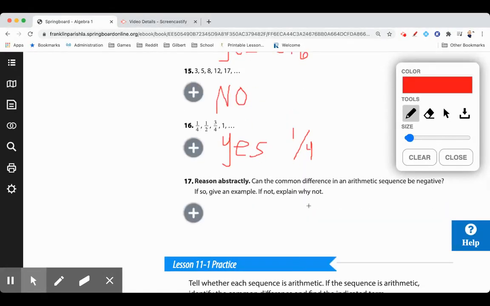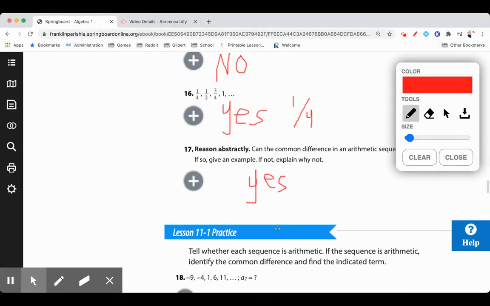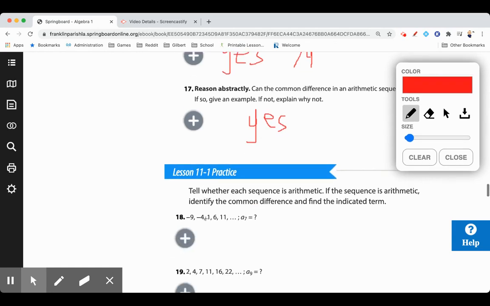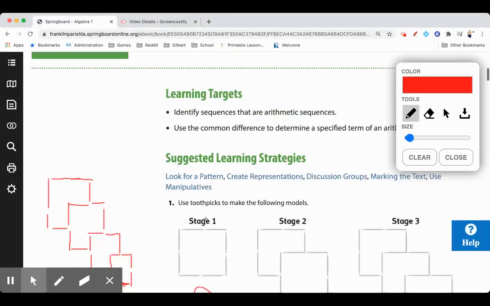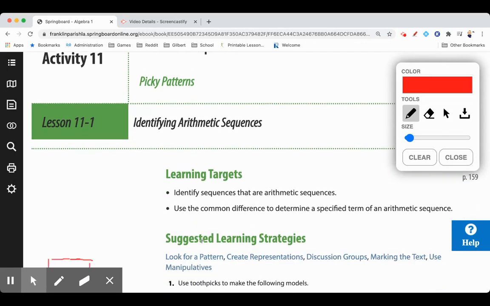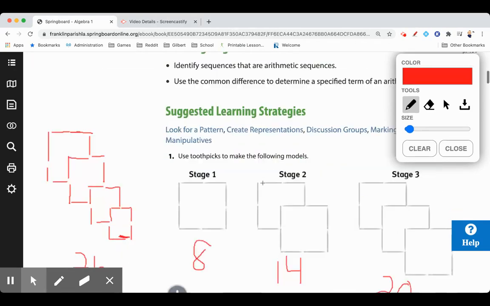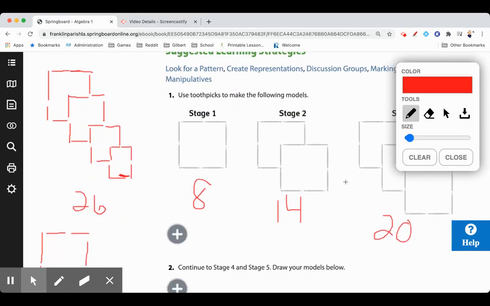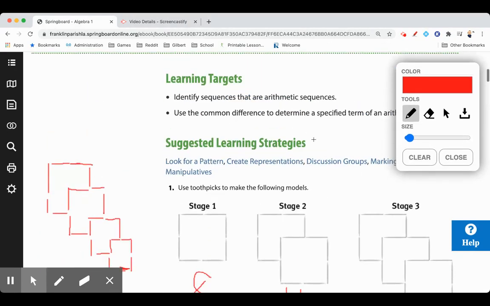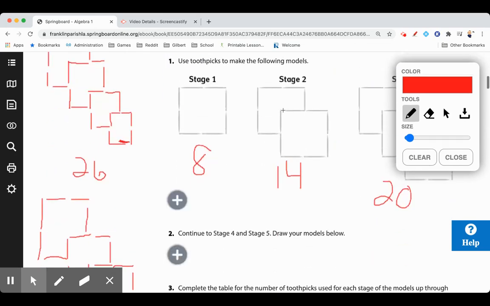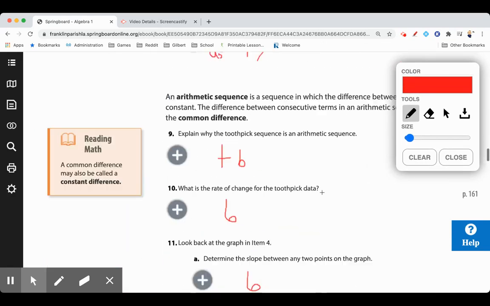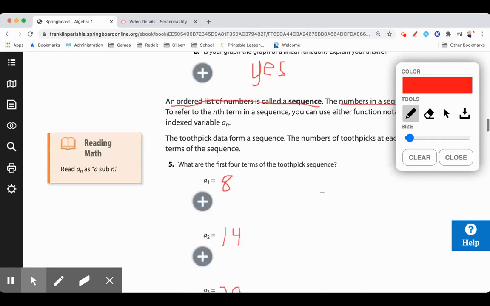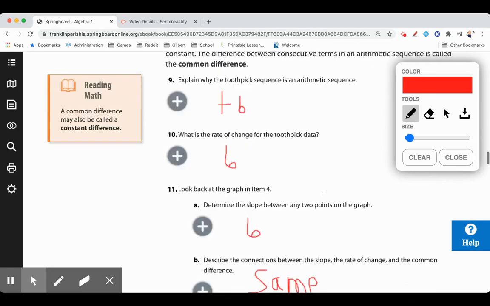Can the common difference be negative? Yeah, that's fine. It would just be a decreasing sequence instead of increasing, but it's fine. All right, so arithmetic sequences. If the common difference, the slope, constant of variance, the rate of change, is the same every time, it's an arithmetic sequence. If it's not the same every time, it is not an arithmetic sequence. That's basically what this is: reading about sequences and seeing if there's a common difference.